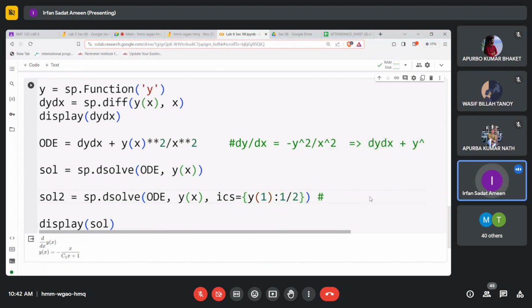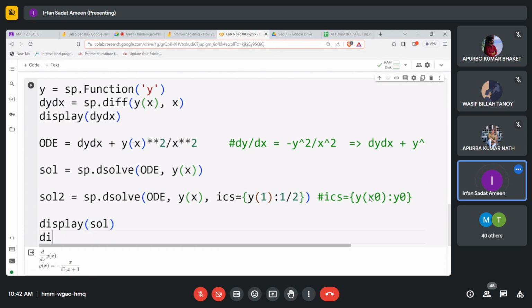So how does ics work? ics equals y of that initial value x0 is y0. Okay, remember this, you have to write it in this way. So you have the arbitrary function, and inside it you give the initial value of x, that is a number which is 1, and that gives you the initial value of y, separated by a colon here. Okay. So if you write this, you will now get a particular solution.